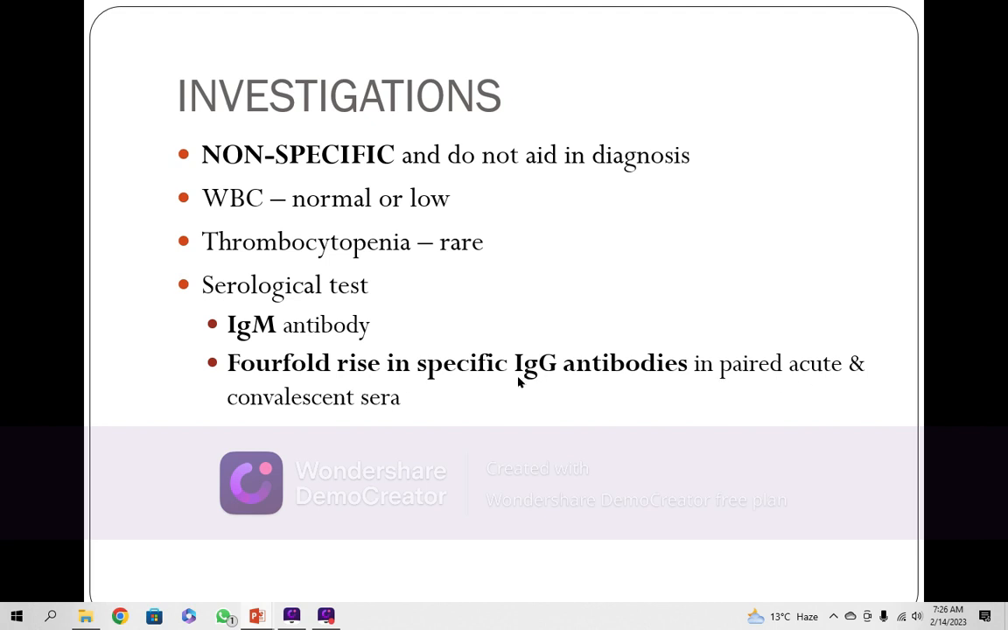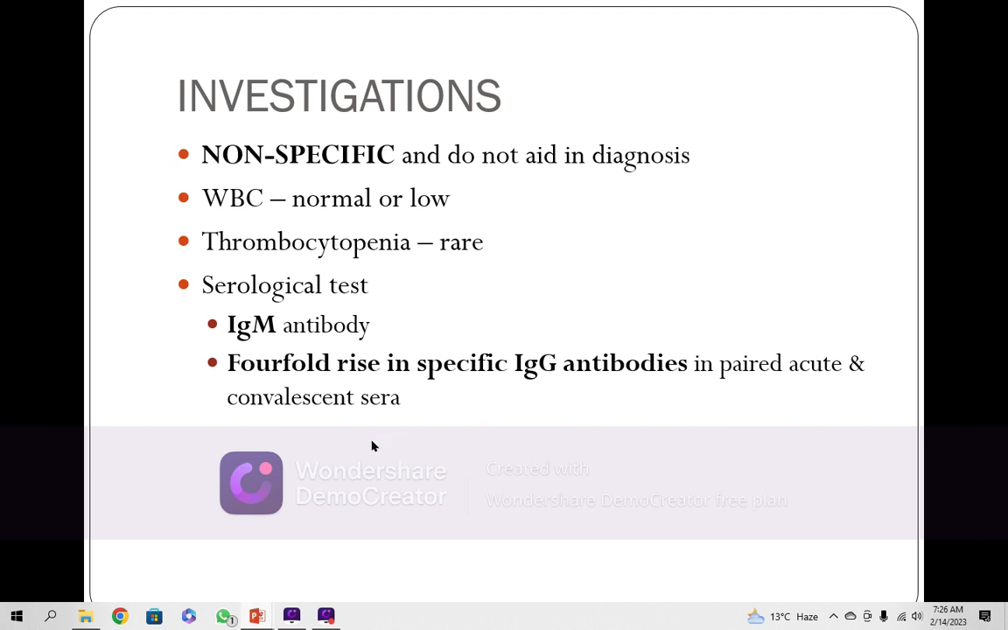Now this is what is called TORCH. TORCH is the screening test for the pregnant woman in the first trimester. T for toxoplasmosis, R for rubella, C for cytomegalovirus, and H for herpes simplex virus. The TORCH should be investigated.